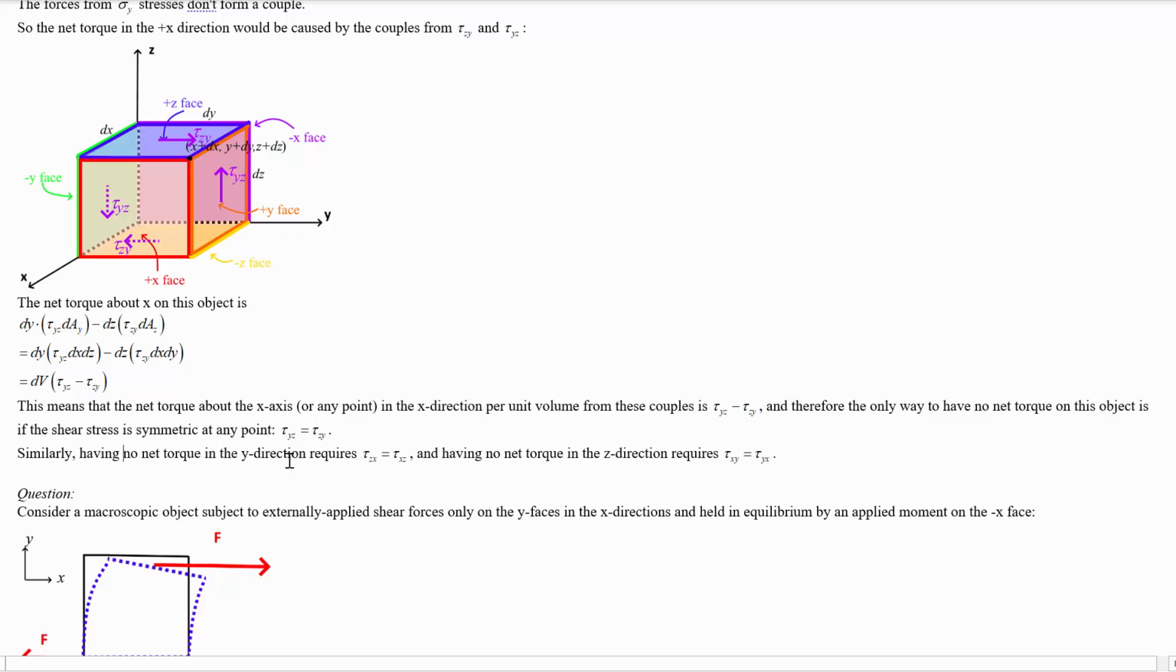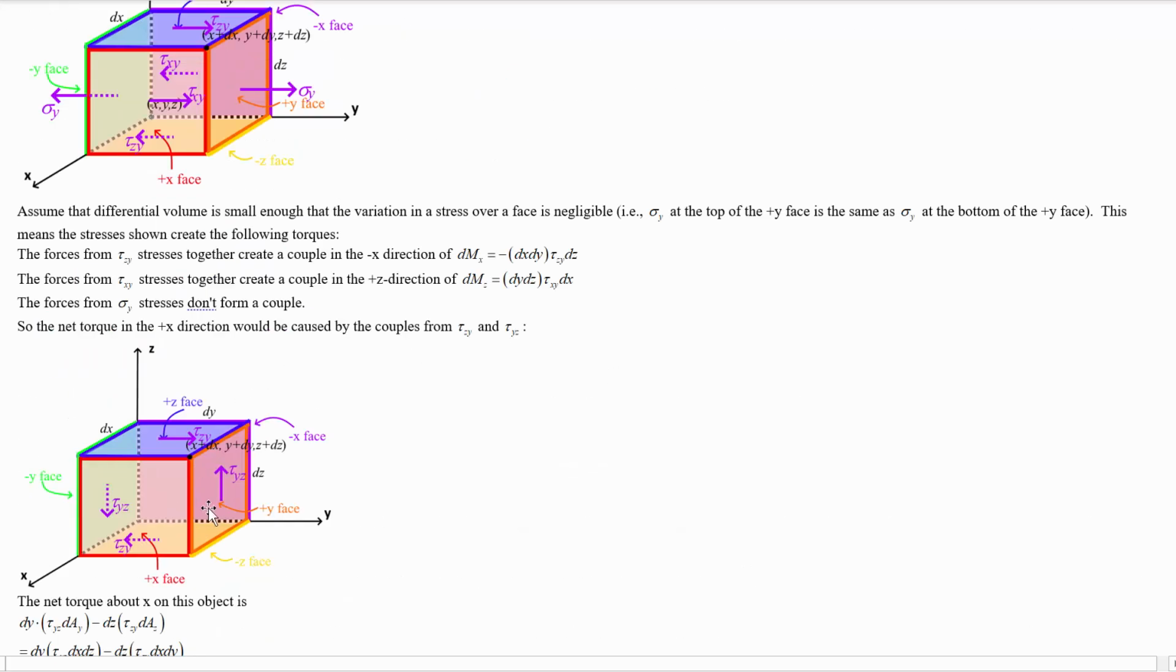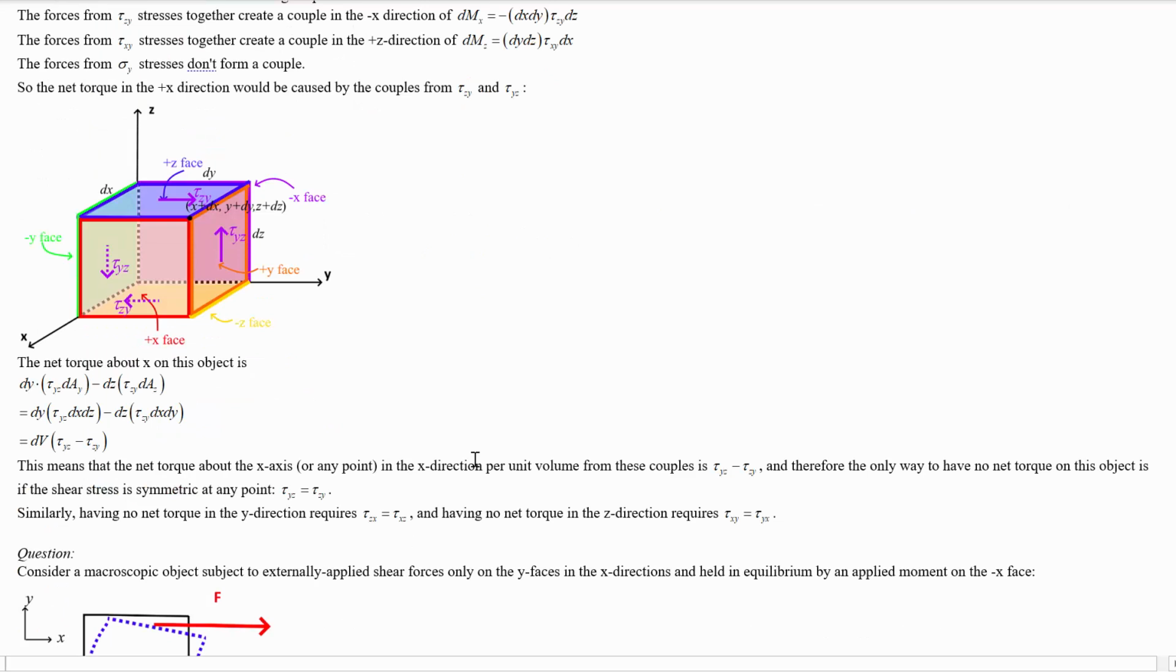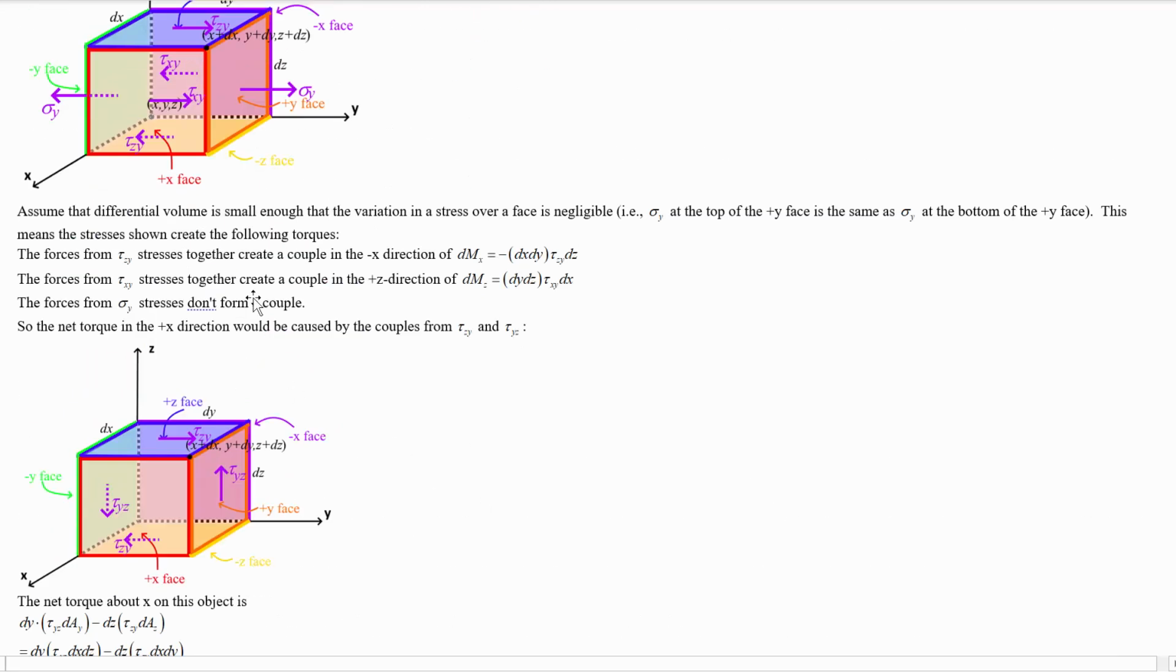Similarly, if we were to look at the net torque in the y direction, it's going to lead us to tau zx equal to tau xz, and the net torque in the z direction being 0 is going to lead us to tau xy equals tau yx. So that means that the shear stresses at any point have to be symmetric for you to have no net torque acting on an infinitesimal volume. So that's why the shear stress is symmetric at any point.